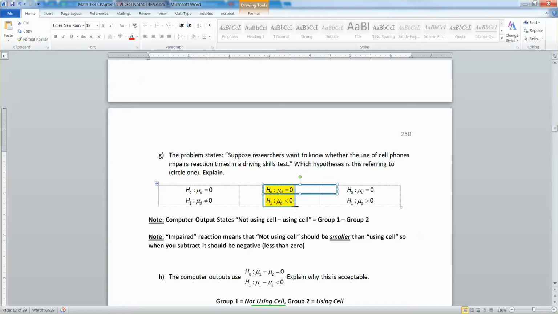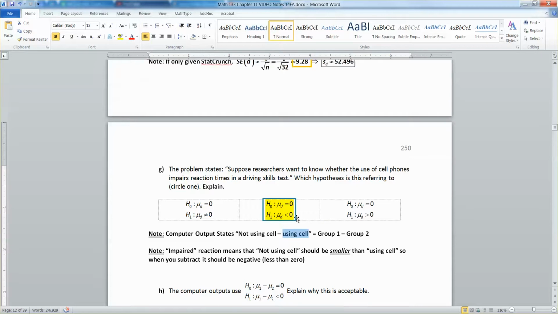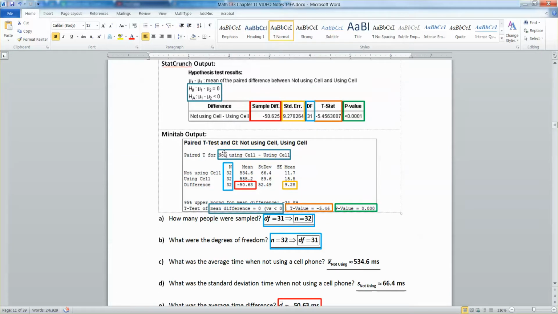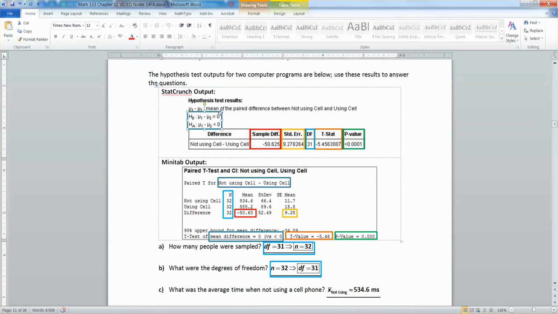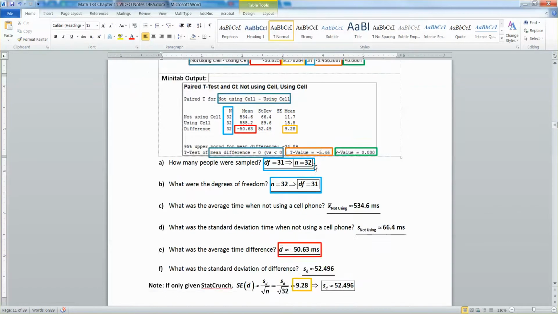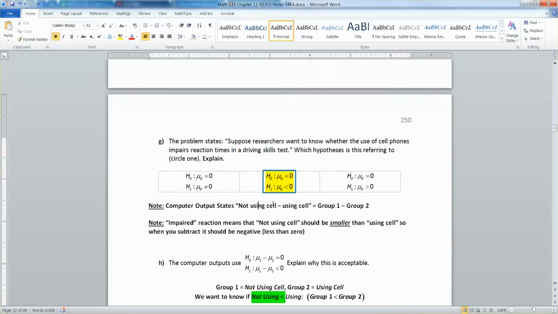So remember that not using the cell is group 1 and using the cell is group 2. And you can see that from either computer output. It's right here. It says not using cell minus using cell. And then up here it says mu1 minus mu2. See where it says not using cell and using cell? They're telling you which group is first. They're telling you that the not using cell group is first. Oh, and also right here, look. Not using cell minus using cell, it's right there as well. So there's a couple ways to find it there. All right, so since it says that, that means that the computer output is telling you that it's not using cell as your first group, using cell as your second group. So you're doing group 1 minus group 2.